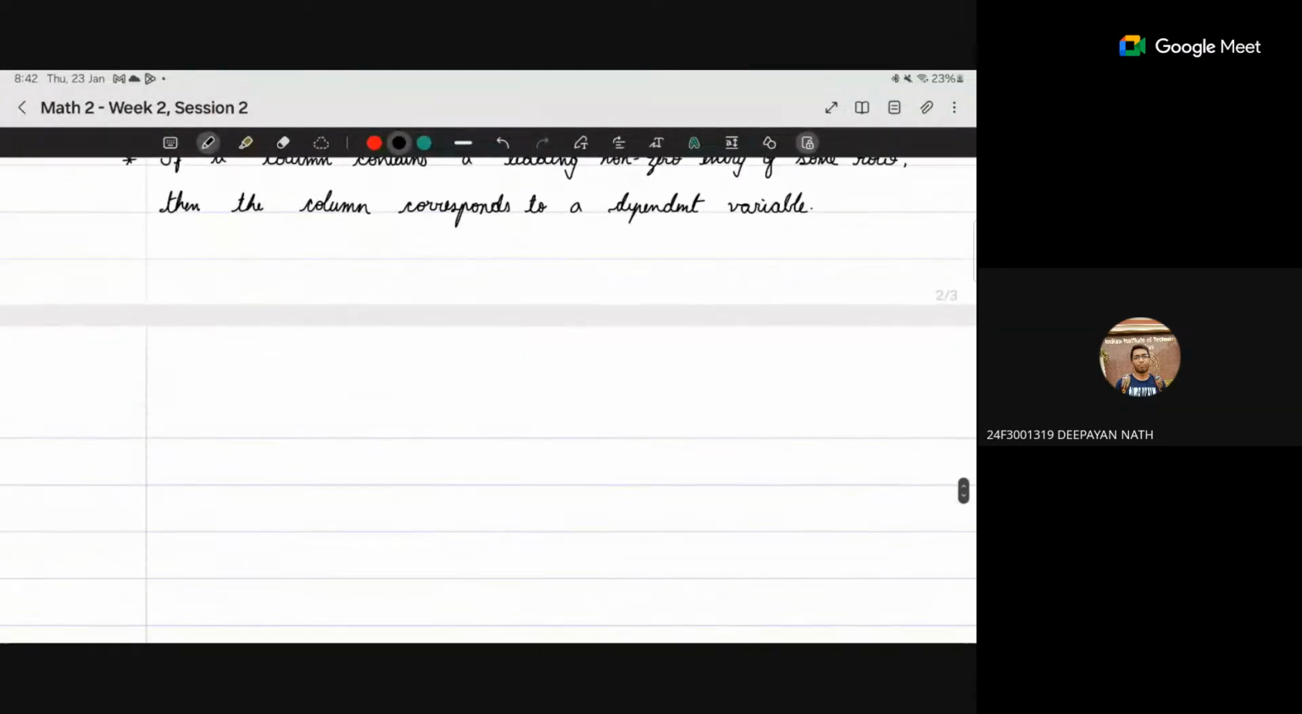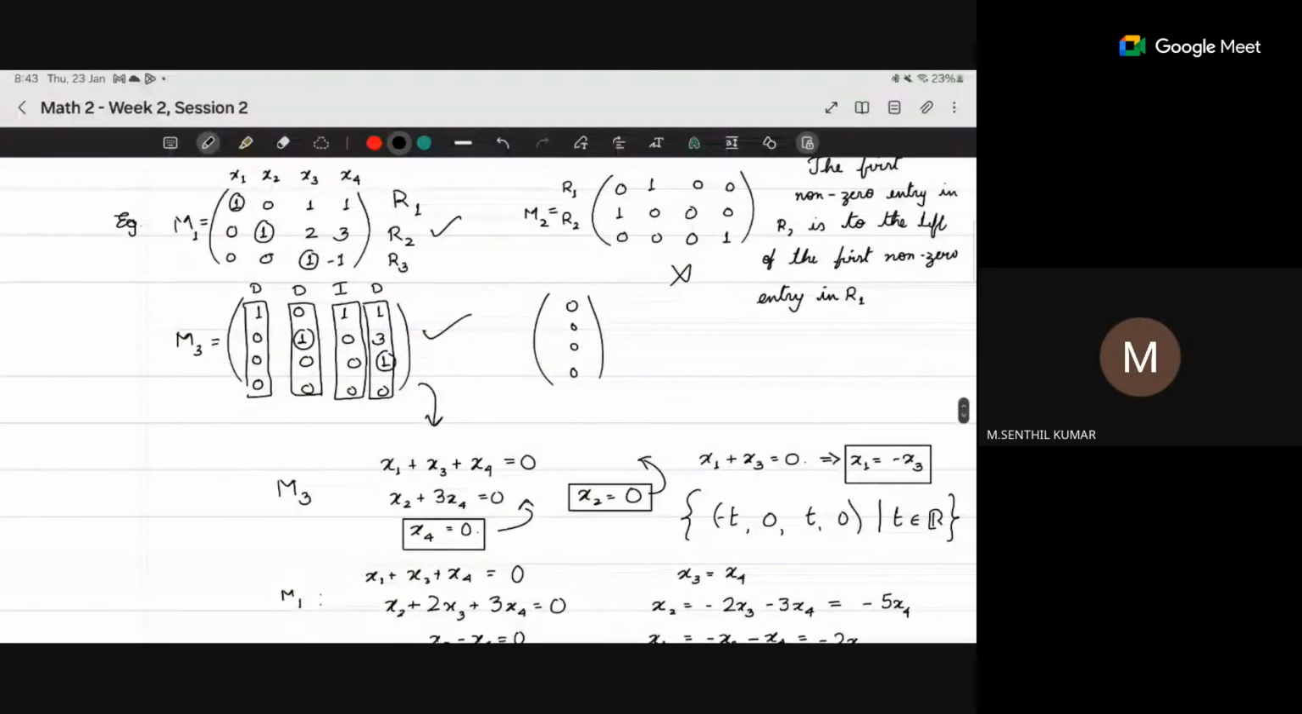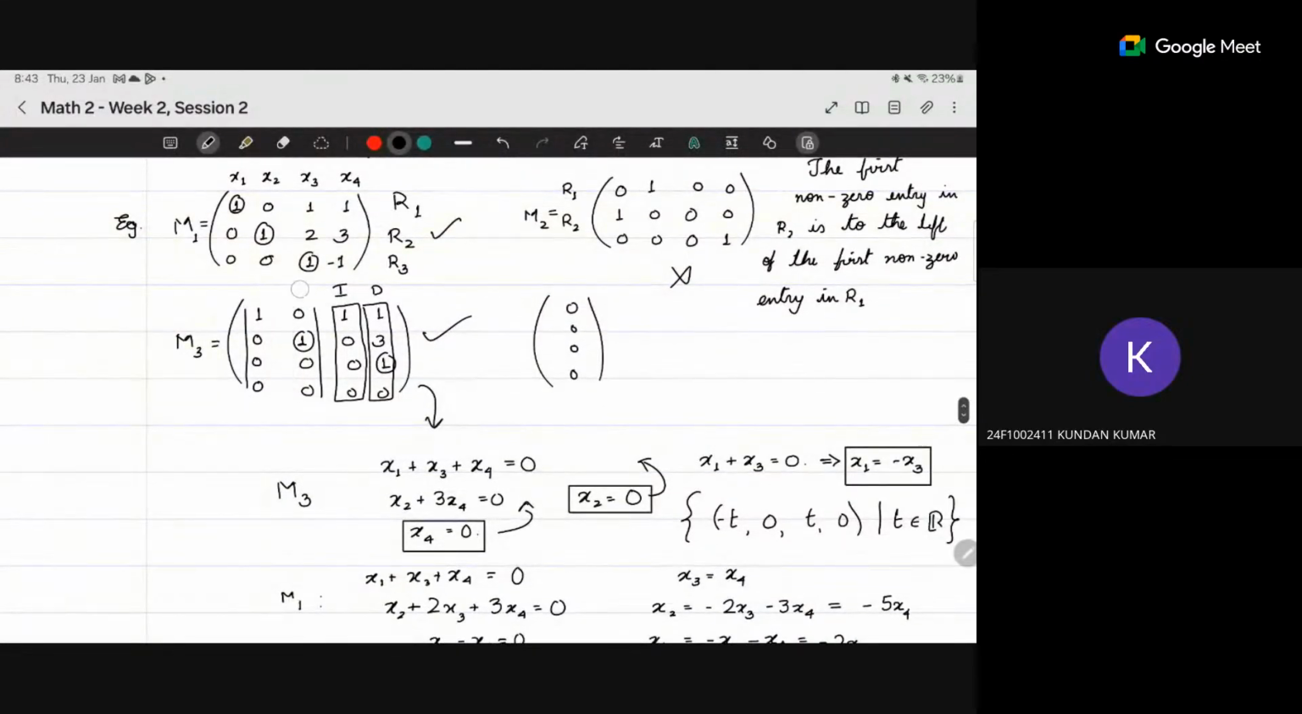Sir, could you please repeat it once? One variable is independent with respect to another variable, like x3 is independent of x4, and vice versa is also true? It's not independent with respect to anything. Means x3 equals x4, so we can also say that x4 equals x3? In this case, yes, but in the general case, it might not be. In the general case, you can have any value for x3, and x4 will probably depend on it.